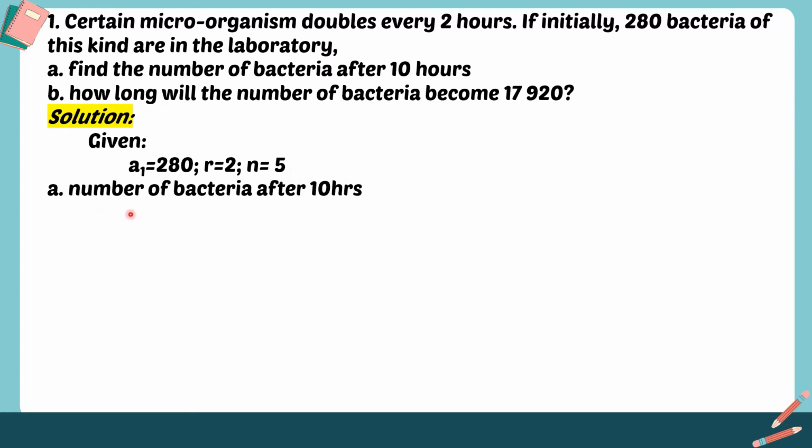Then, to solve for the number of bacteria after 10 hours, kailangan natin gamitin yung end term. So, yung end term natin na a sub n is equal to a sub 1 times r raised to n minus 1 dahil ang ating sequence ay geometric dahil dun sa word na dumudoble. So, nagmumultiply yung ating sequence. So, substitute lang tayo. We need to find the a sub 5. A sub 1 is 280. Common ratio ay 2, and then yung n natin is 5.